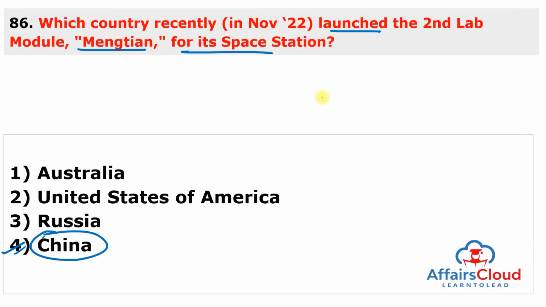So China launched the second lab module named Mengtian to be a part of its space station, which is currently under construction and will be completed by the end of 2022. The lab was launched by the Long March 5B rocket, one of China's biggest rockets, from the spaceport in Hainan province of China. Two batches comprising 3 astronauts were flown to the space station main module Tianhe on a 6-month mission to complete the construction.